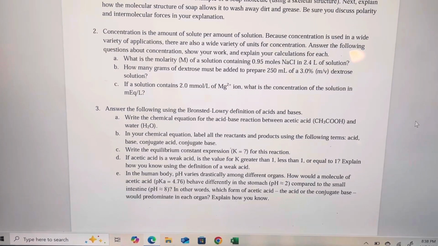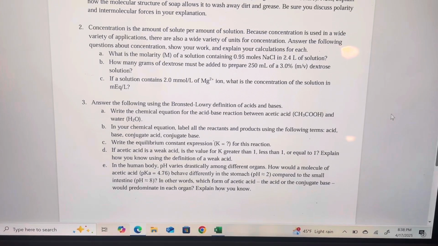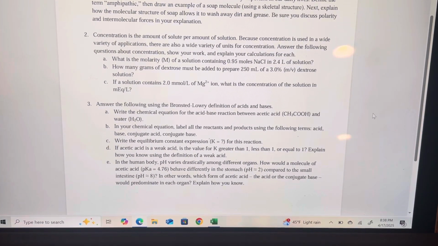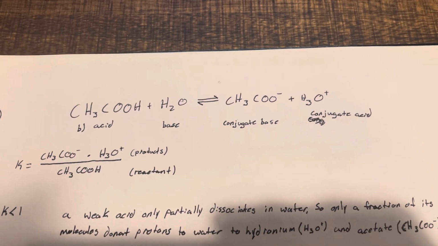For question 3, answer the following using the Bronsted-Lowry definition of acids and bases. Write the chemical equation for the acid-base reaction between acetic acid and water. Here is my chemical equation.